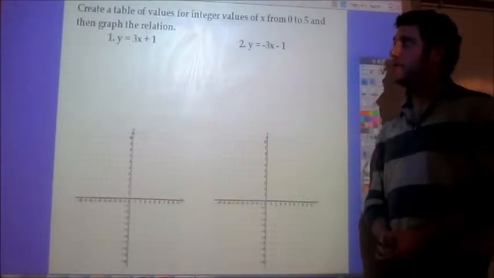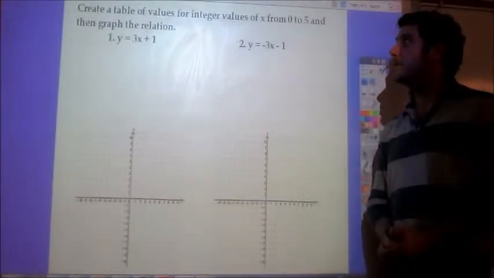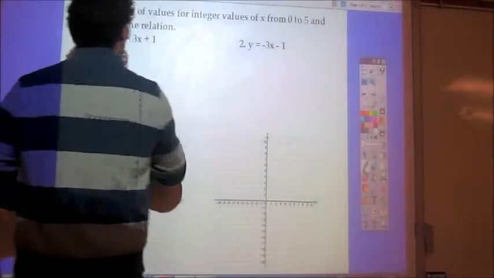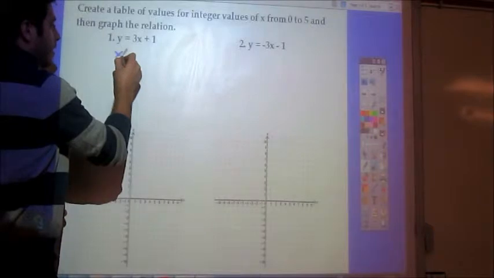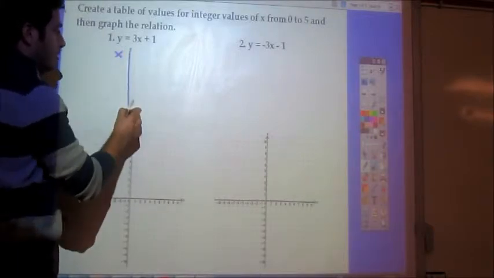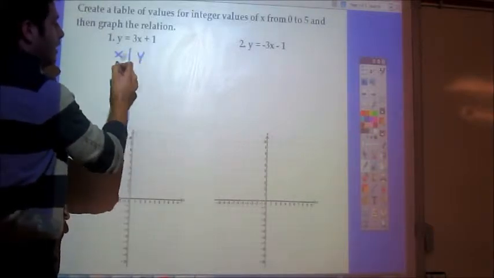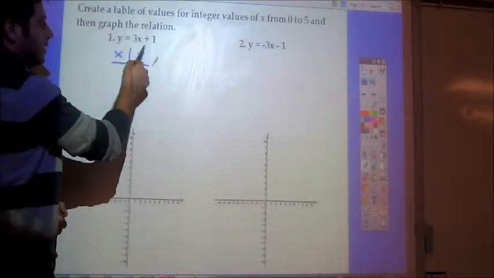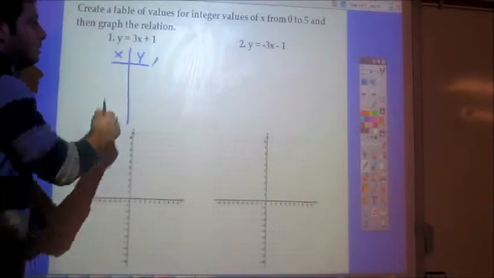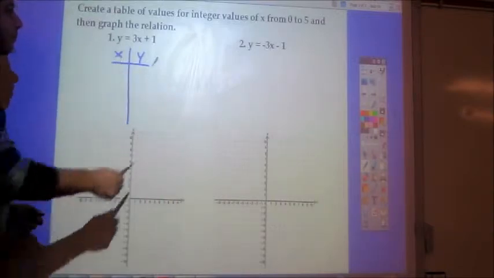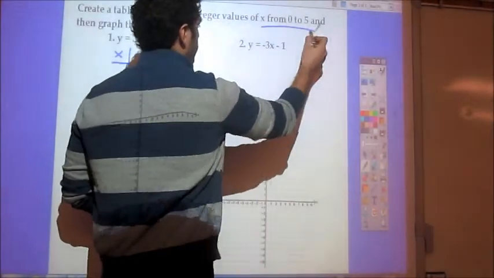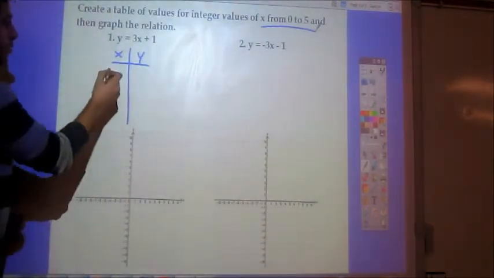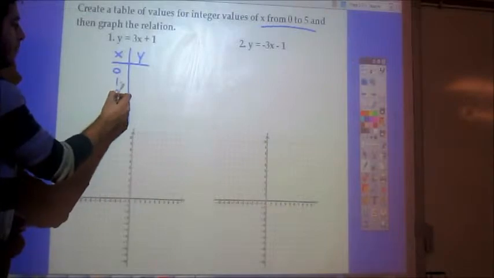Create a table of values for integer values of x from 0 to 5, and then graph the relation. A table of values has an input value and an output value, okay? And these two values are related to one another in this relation. y is equal to 3x plus 1. Now the instructions tell us to create a table of values for integer values of x from 0 to 5.